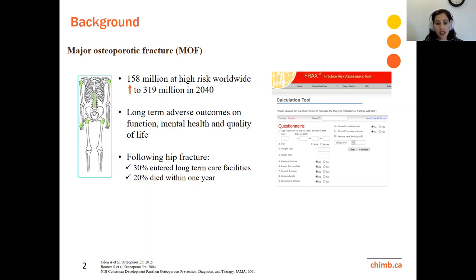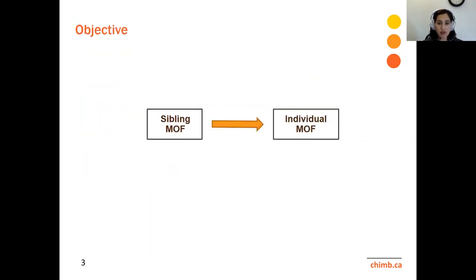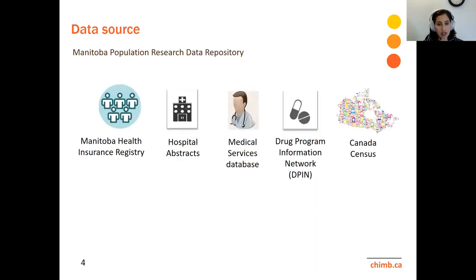But unlike parental history, data on sibling fracture history and its association with fracture risk are limited, conflicting, and largely dependent on self-reported history. Therefore, we aimed in this research to determine the association between objectively ascertained, which means clinically diagnosed, sibling fracture history with MOF risk. This was a retrospective population-based cohort study in the province of Manitoba, Canada, using administrative databases from the Manitoba Population Research Data Repository.